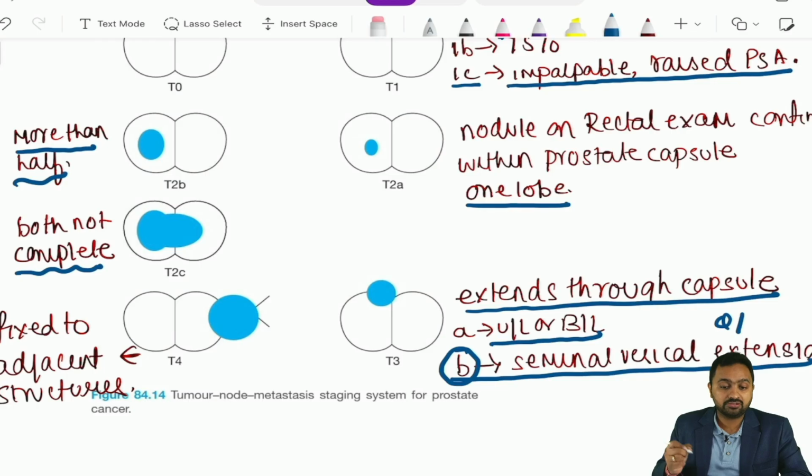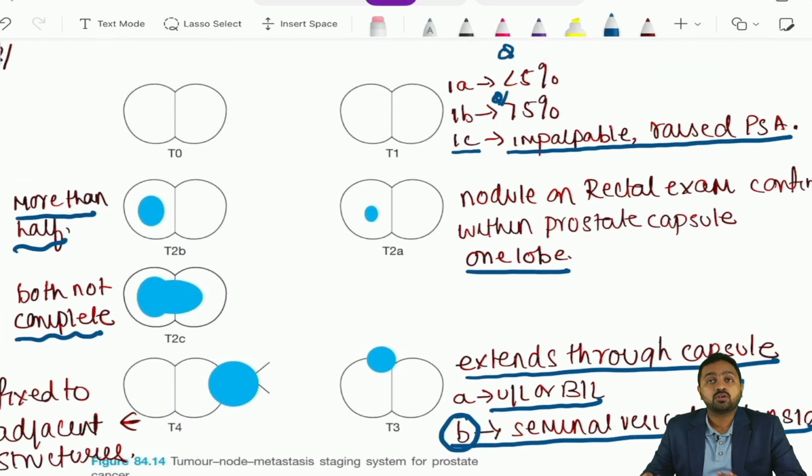Then we have T4, which is fixed to the adjacent structure. So, just simply remember any structure other than the seminal vesicles. So, this is the importance of your T staging. Why did we read about PSA, Gleason score and T staging? Because this is going to help us later in our management principles.